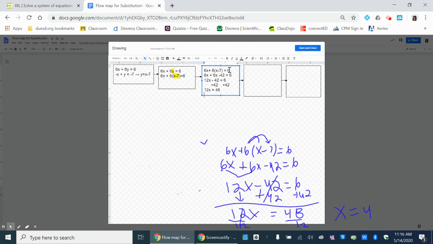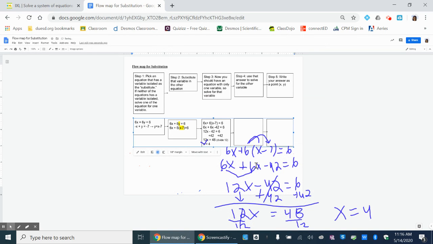And some of you guys, I don't know how you did it, you said to divide by 12 on both sides. I'm just going to put that on the side, and I'll make that smaller so that it all fits right there. And we get x equals 4. So now, since I have solved for x, I still have to find out what y is.